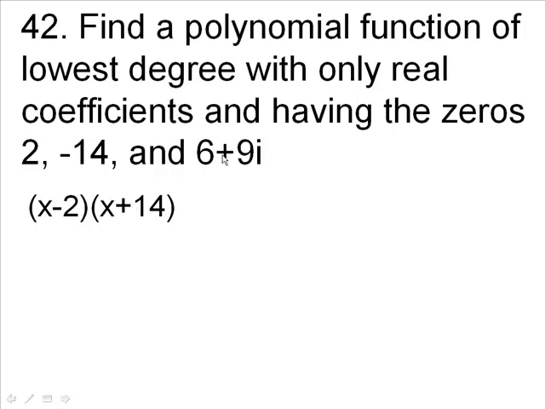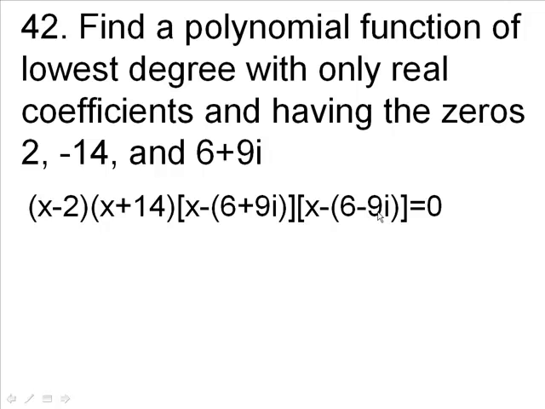And then you're going to have x minus this. And remember, you're going to have 6 plus 9i, also 6 what? Minus 9i. So you'll have x minus 6 minus 9i. And since these are zeros, when you multiply them, you're going to get 0. All right? Now let's multiply these two together.